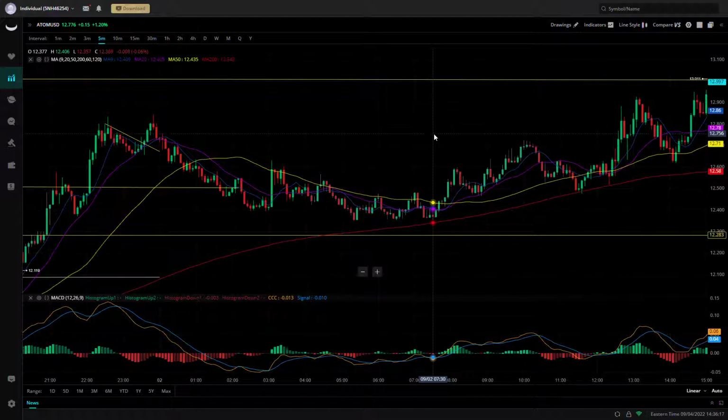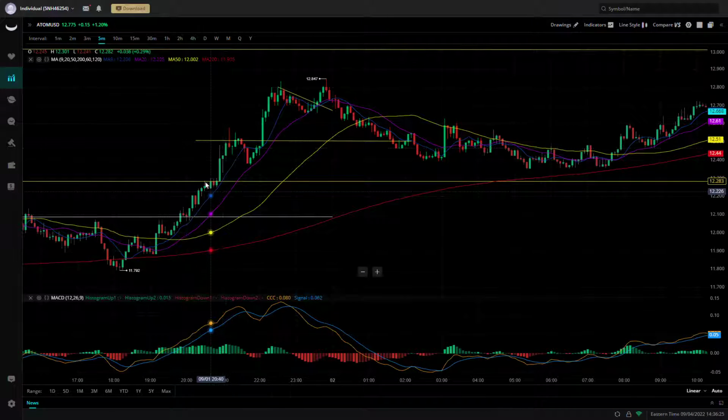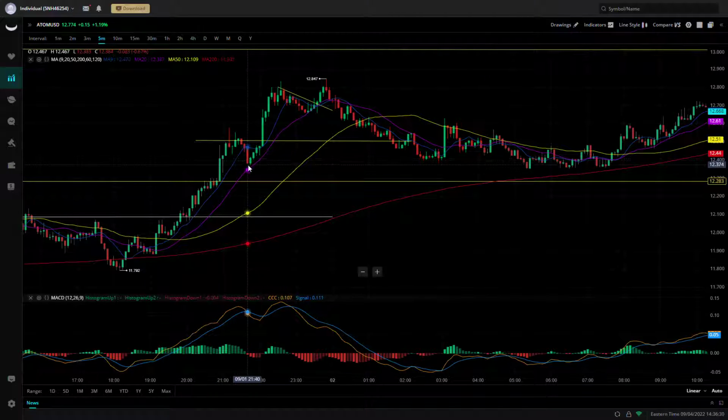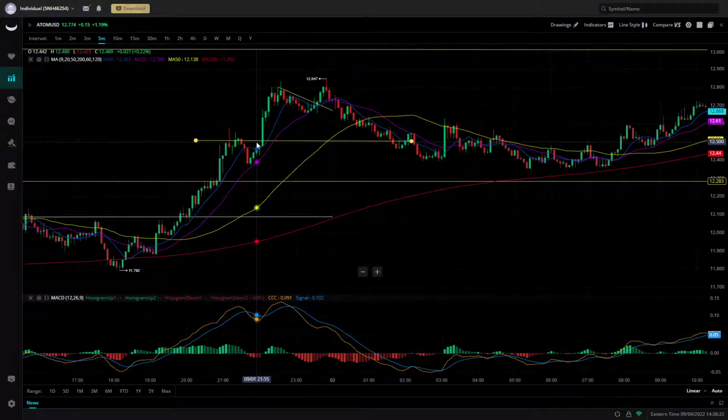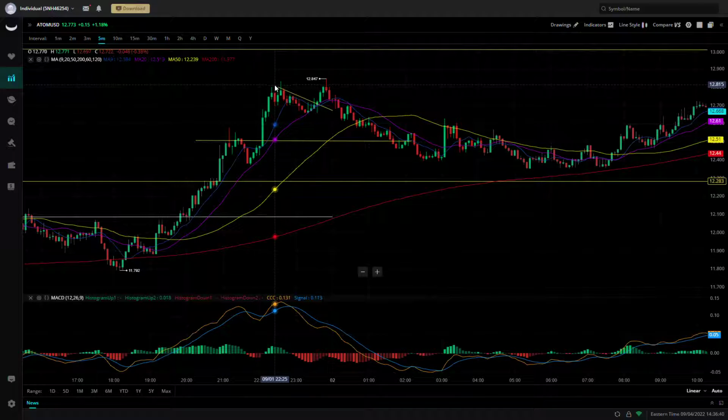Where are we here? Okay, my entry. You can see I should have been in right here, breaking this, but I was late getting in. It broke it and came back down. You can see it almost tested the 20. When it took the 9 back, I entered right there at 12.51. Had this nice push. I alerted the Discord that it was printing. I exited half of my position right there at 12.81, which left me half of my original position.